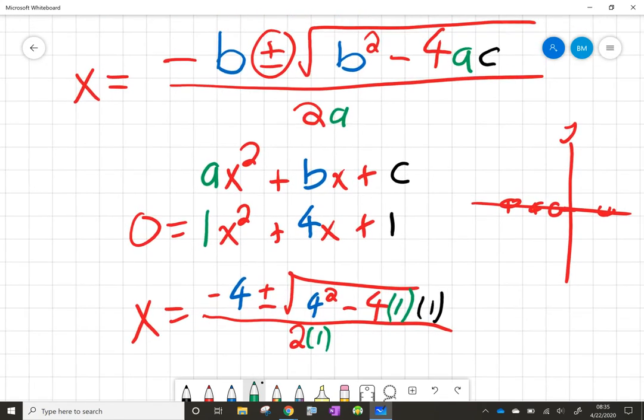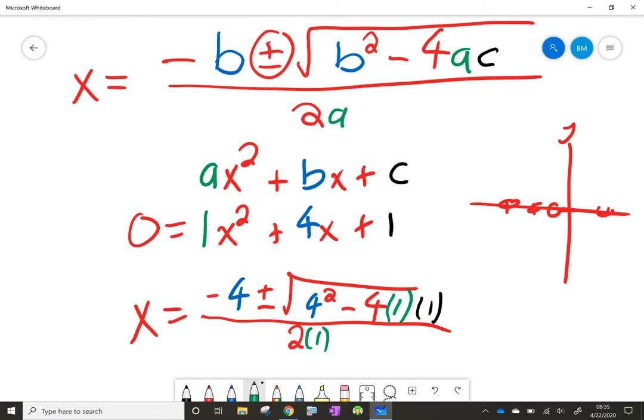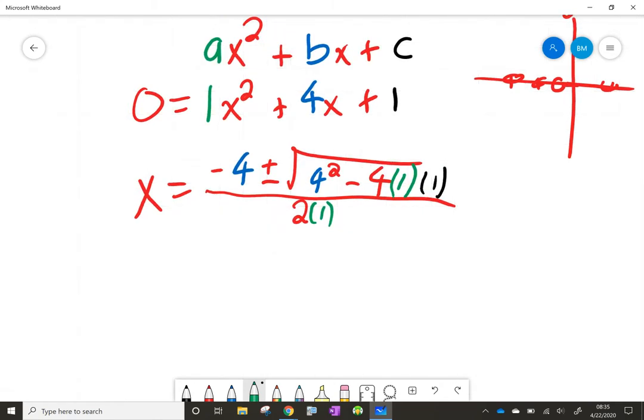Again, you can see the formula up there. I've color-coded everything to match. So plugged in the b value, which is 4, the a value, which is 1, and the c value, which is 1. And now the rest of it is just evaluating. So focus your attention on the inside of the radical sign first.